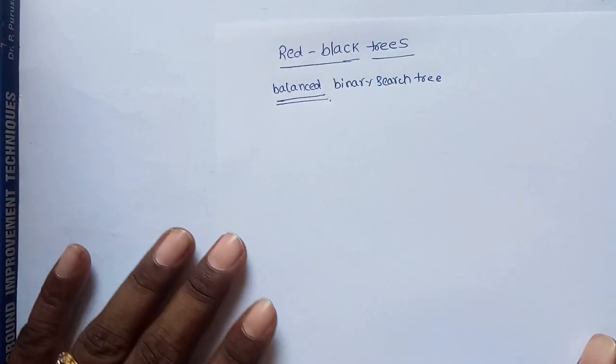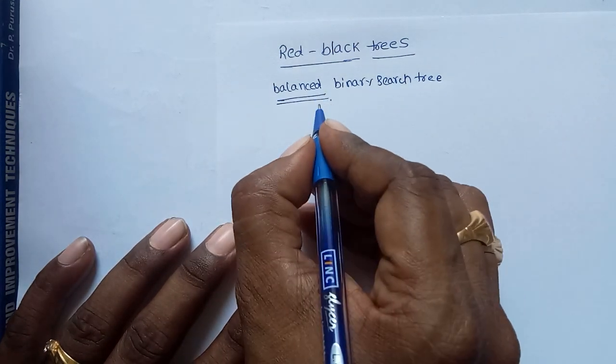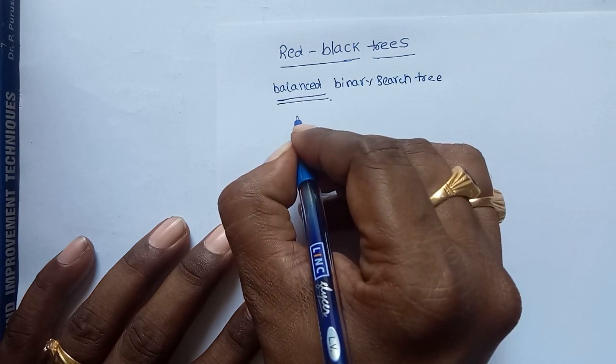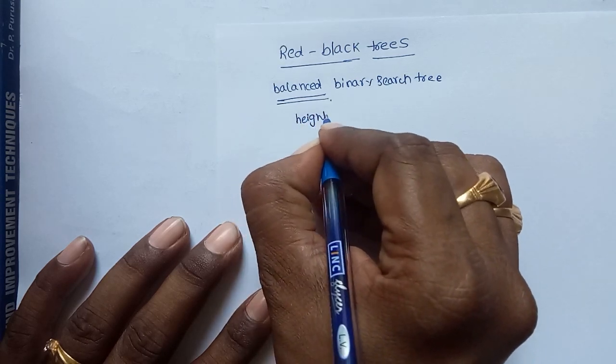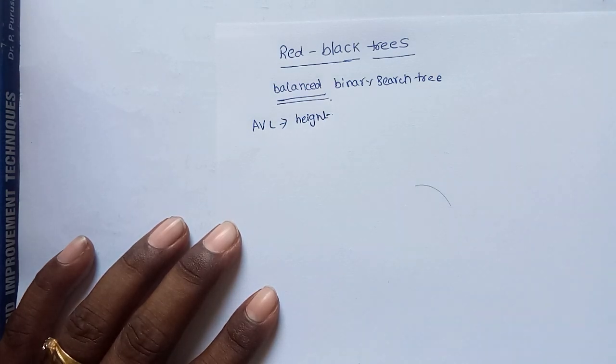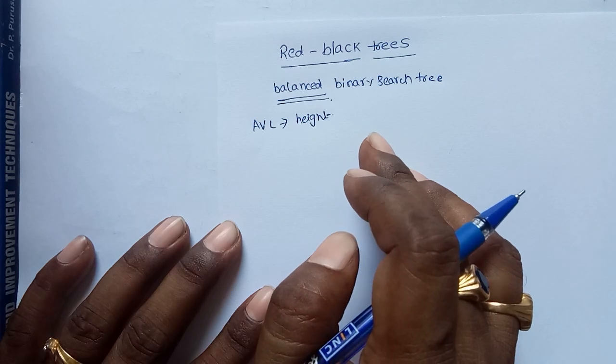How does the balancing occur in a red black tree? Suppose consider an AVL tree. In an AVL tree, the balancing occurs based on height. In an AVL tree, the balance factor is based on height. That is, height of left subtree minus height of right subtree is -1, 0 or +1.